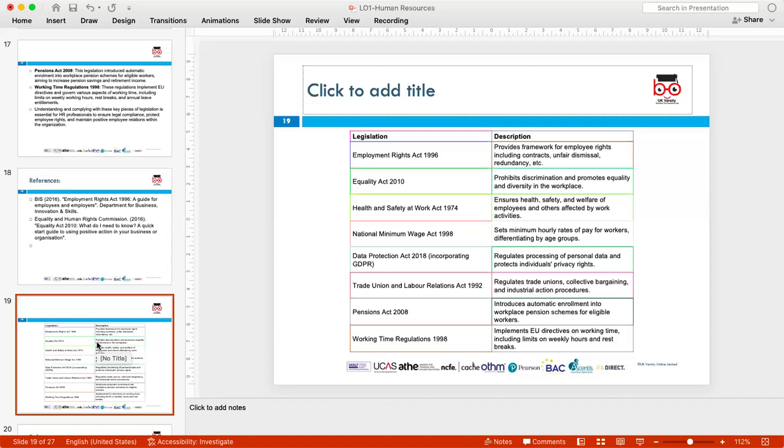It covers both physical and mental health. The National Minimum Wage Act sets the minimum hourly rate of pay for workers, differentiated by age groups. The Data Protection Act 2018 regulates the processing of personal data and protects individuals' privacy rights. The Trade Union and Labour Relations Act 1992 regulates trade unions, collective bargaining, and industrial action procedure. The Pensions Act 2008 introduces automatic enrollment into the workplace pension scheme for eligible workers. The Working Time Regulations 1998 implement EU directives on working time, including limits on weekly hours and rest breaks.